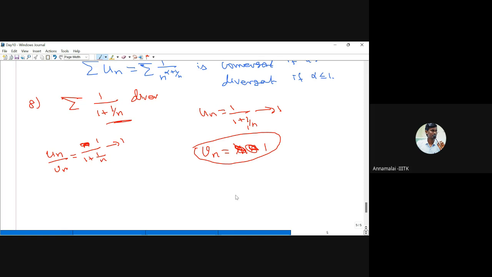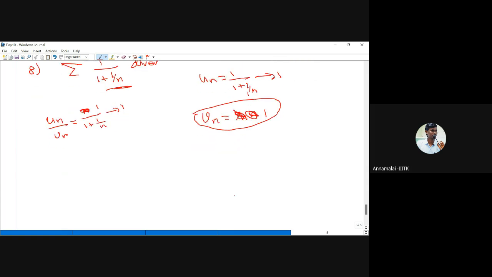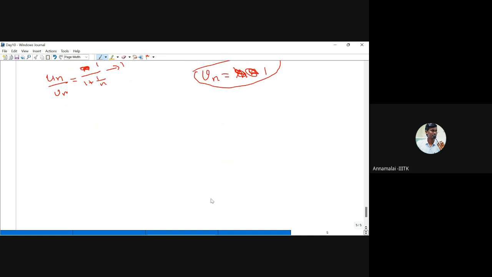One more thing is there, we will discuss that in the problem tutorial sheet, with some other problems. Next, this is the first type. So far we discussed the comparison test for the first type.